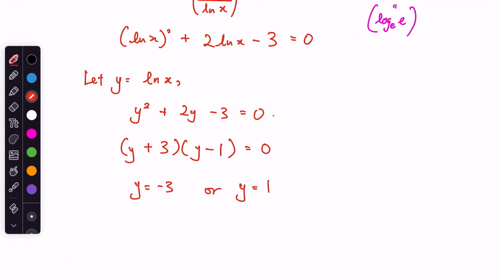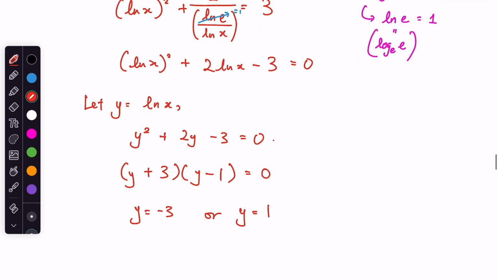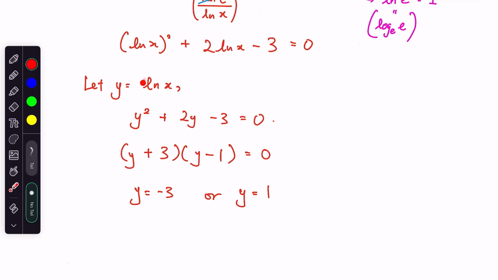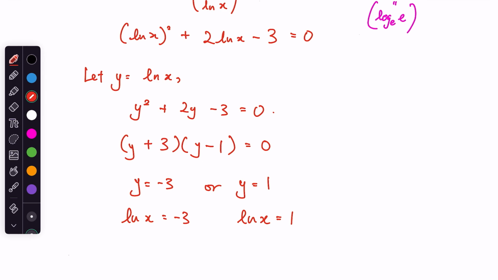Usually, we have to reject one of them. Not usually. Actually, in this case, we don't need to reject. Sorry, what I mean was, usually we need to check whether we need to reject one of them. So we should spend some time to take a look at it. But before we do that, let's bring it back to ln x. Because y equals to ln x, I'm just going to put it back. So ln x equals to negative 3 or positive 1. Let's see, is there any issue with this?